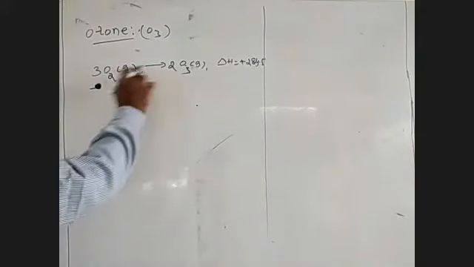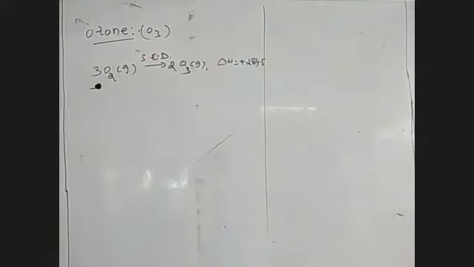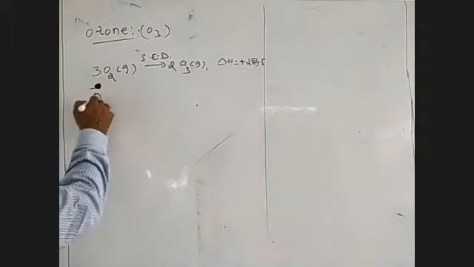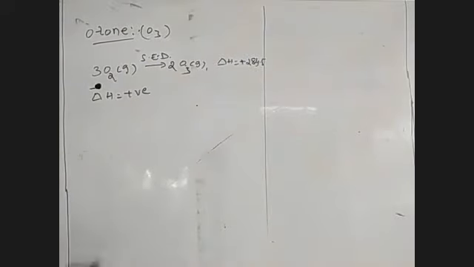Here, O3 is formed from O2 in the presence of a silent electric discharge, by passing electricity at low pressure. So in the formation of O3, delta H is positive.